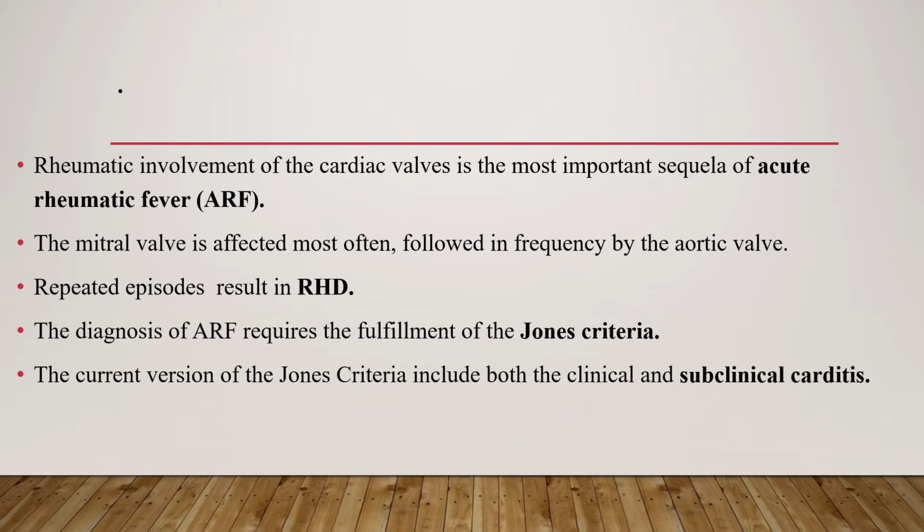Rheumatic involvement of the cardiac valves is the most important sequela of acute rheumatic fever, and it is the second most common major manifestation of acute rheumatic fever after arthritis. The valvular lesion begins as a small vegetation composed of fibrin and blood cells along the borders of one or more heart valves. The mitral valve is affected most often. This is followed in frequency by the aortic valve.